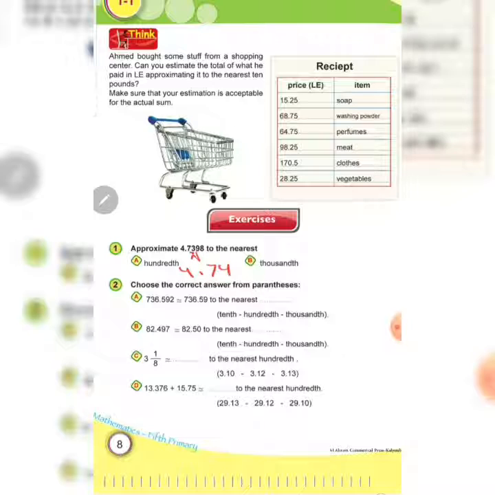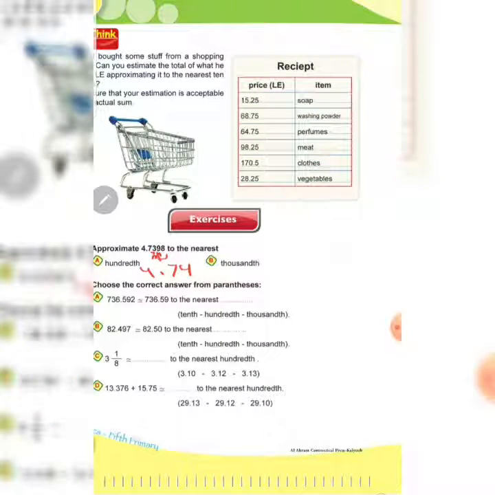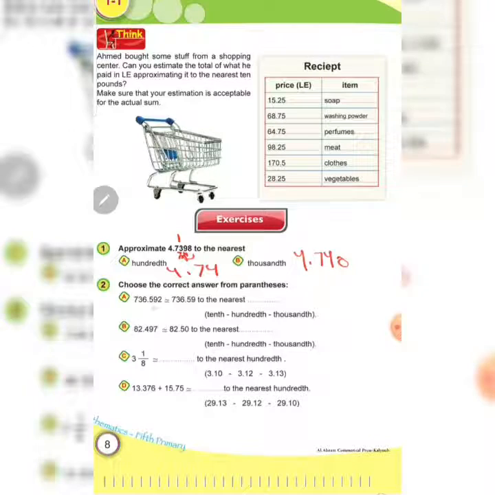It will be 4. I want to make it to the nearest thousandth. 9 is the thousandth. 8 will give 9 because 8 is a rich number. Yes, 9 will be 10, 0 and carry up 1, 4.74. Write the remaining number as it is.